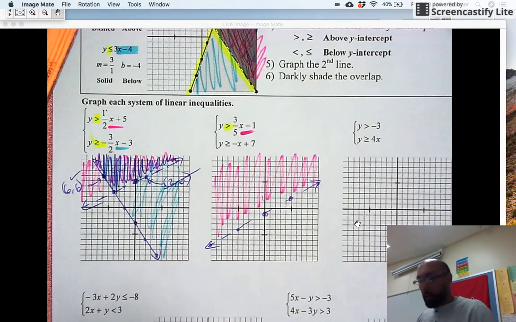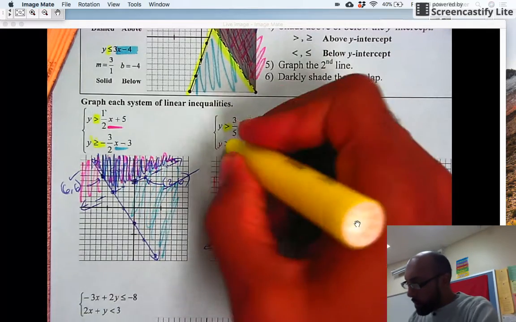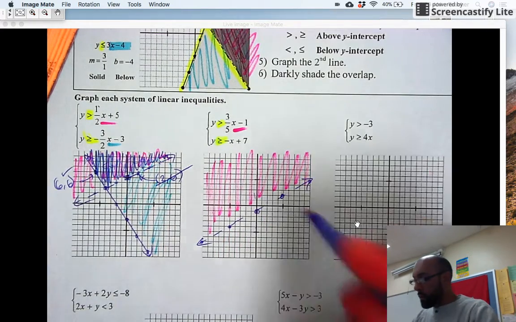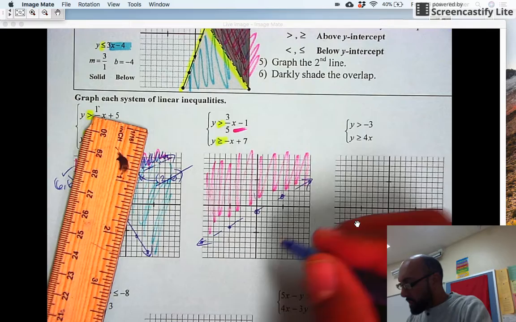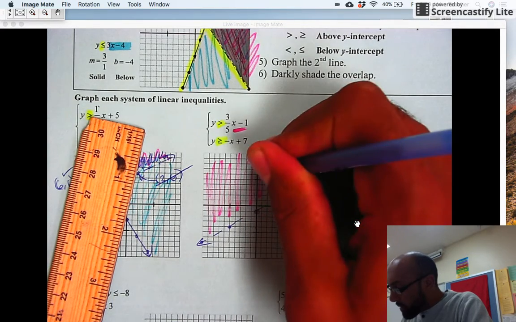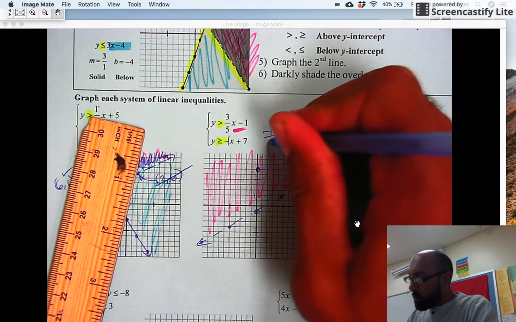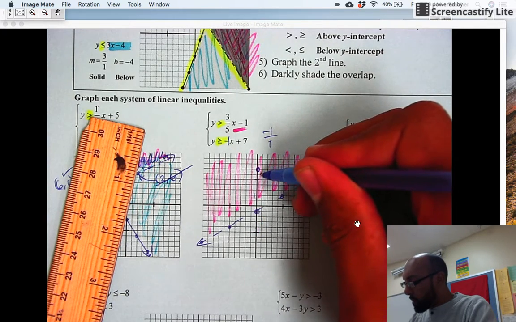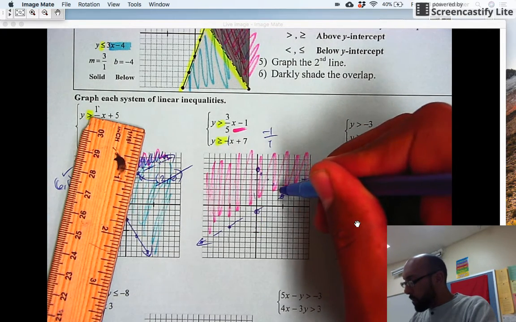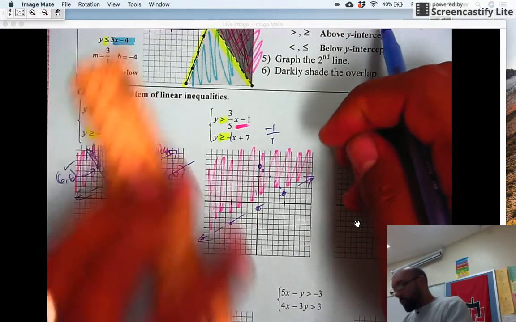Y is greater. Okay, now the next one. Y is greater than or equal. This is going to be a solid line that's going to start at plus 7. And that's minus 1. So that's down 1, right 1. Down 1, right 1. Remember, we only need 4 points. So that's fine right there.